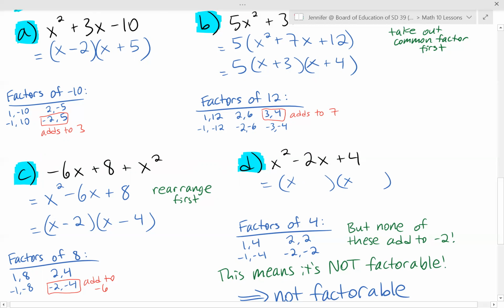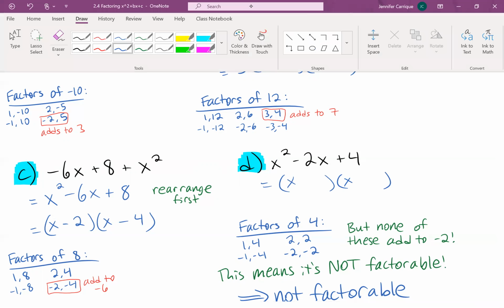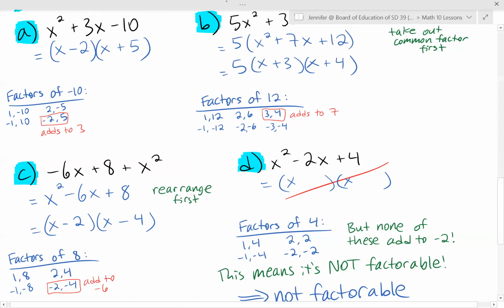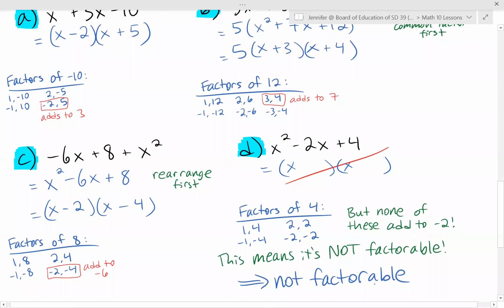But what you'll notice is that none of these pairs actually add to -2. So we haven't made a mistake here. It's just that this polynomial is not factorable. There's no value that we can put in here to make this work. So this is just done. There's nothing we can do. Cross it off. All you'd have to write here is that it is not factorable.